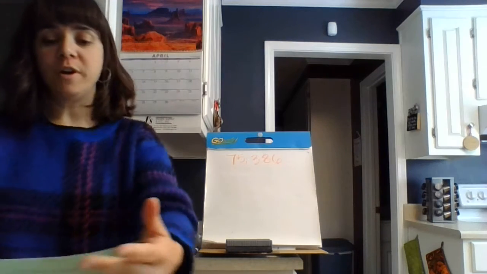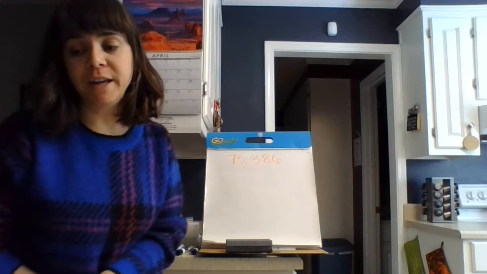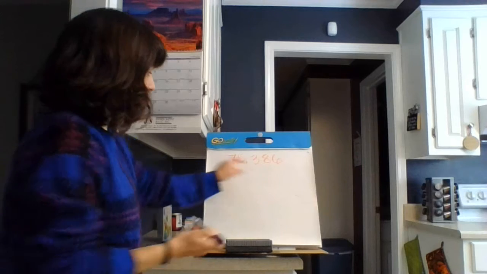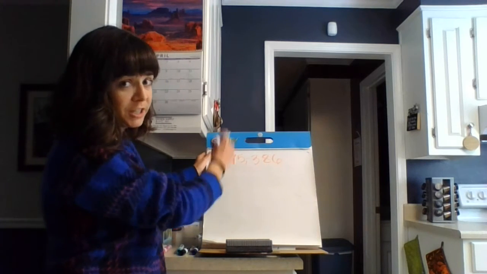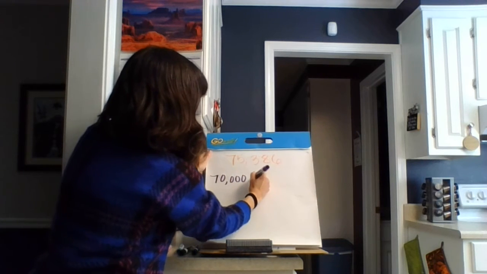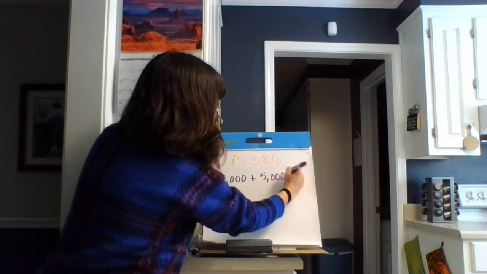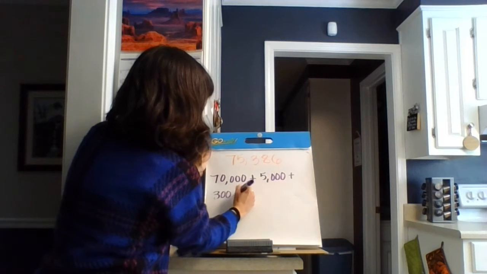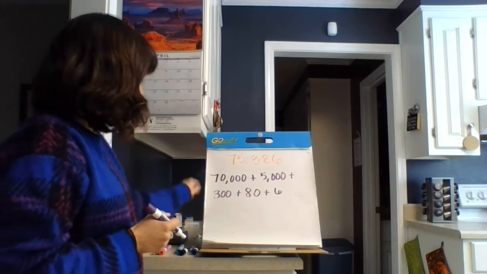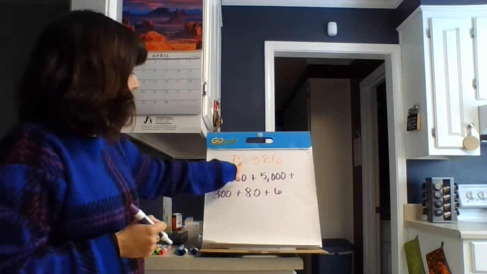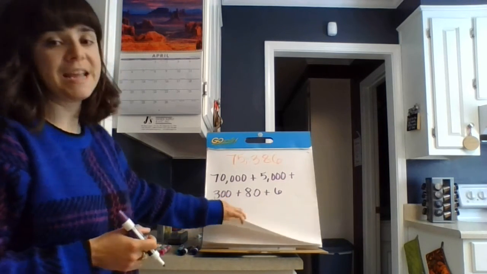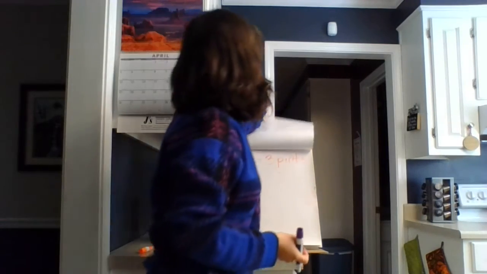So Monday number 1 says write the following number in expanded form, and then here's our number. For expanded form, we're just going to list the value of each digit and then add those together. So I have 70,000 plus 5,000 plus 300 plus 80 plus 6. And if that's something you struggle with, you can just take the digit and then replace everything else with a 0. So 70,000, 5,000, 300, 80, and then 6 all added together.